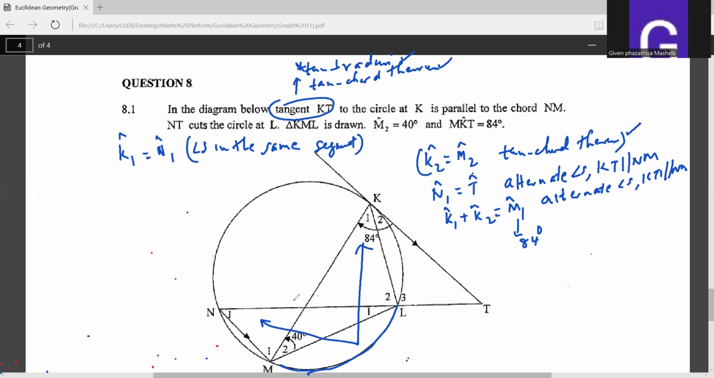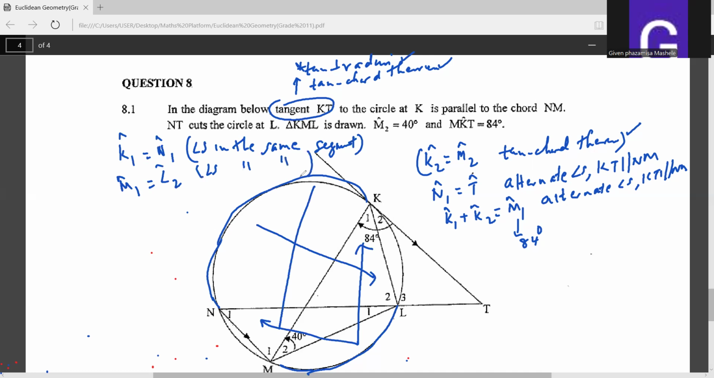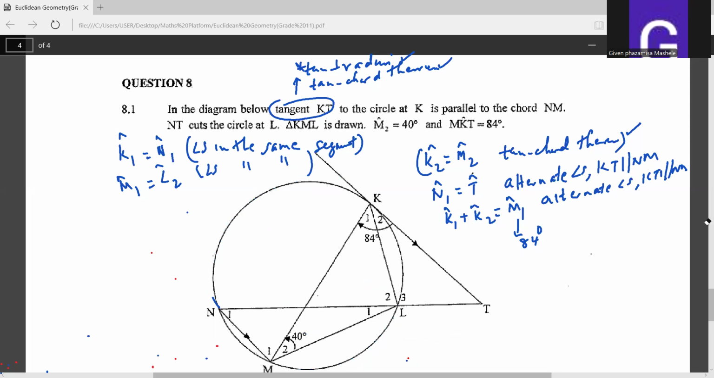Another one: if we look at arc KL, it's just subtending one angle. So let's look at arc KN. What is the angle subtending this arc at the circumference? It will be L2, and it will also be M1. So angle M1 equals angle L2. Reason: angles in the same segment. So without even looking at the questions, by just analyzing this, we can still get the answers.